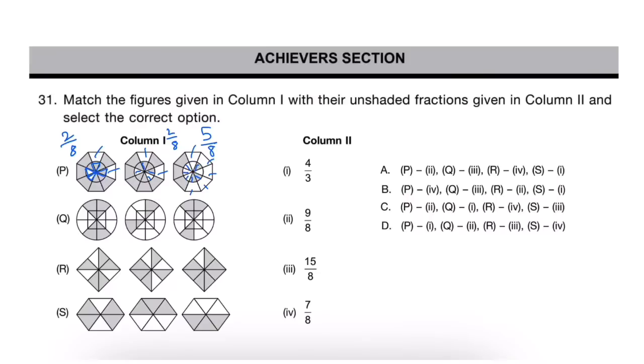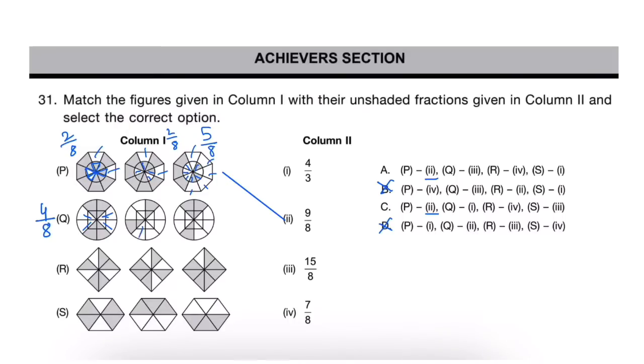So 2 plus 2, 4. 4 plus 5, 9. 9 upon 8 parts are unshaded. So P is equal to 2. Answer can be from options A or C. Now Q. 1, 2, 3, 4. 4 out of 8 parts are unshaded.